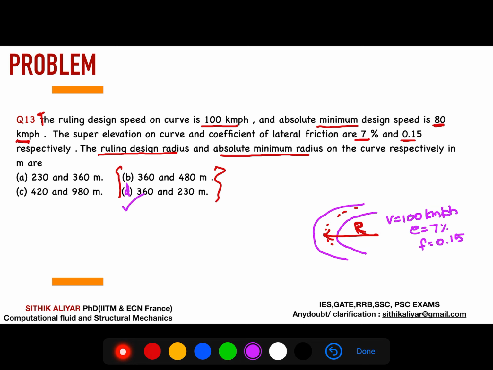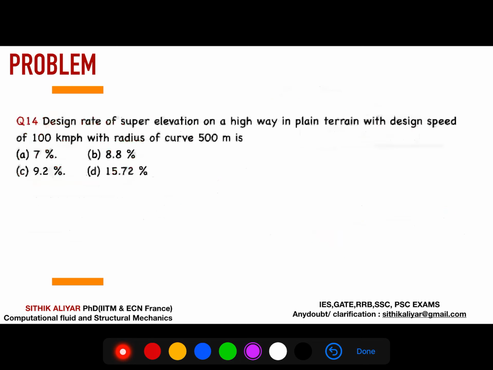Option D is your answer. Okay, so let's go to the next question.